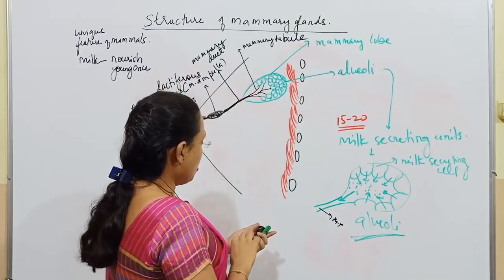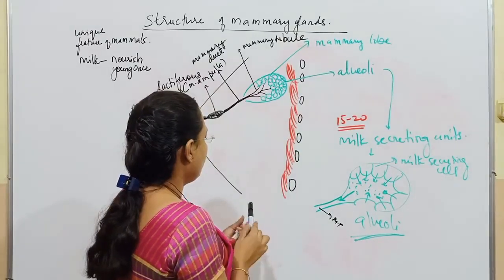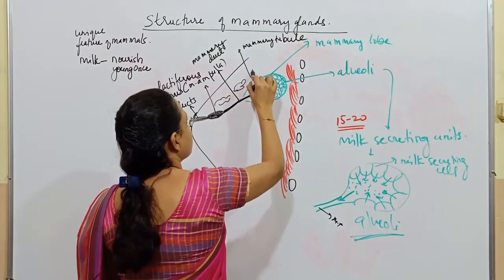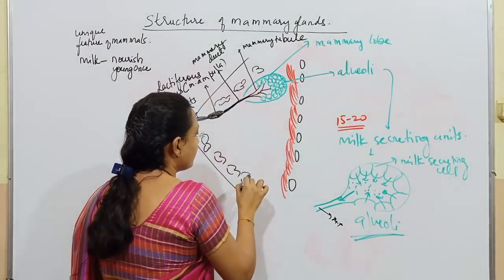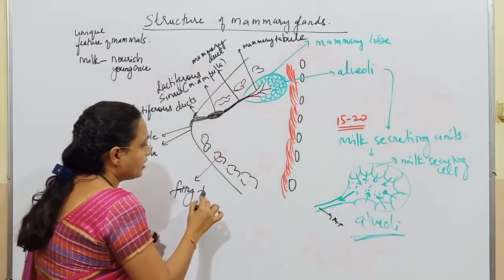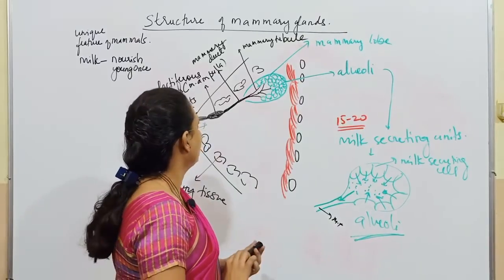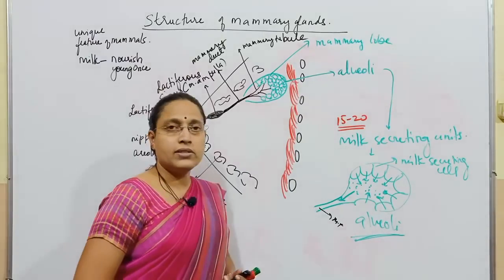And surrounding this, leaving the duct system, the surrounding will be rich in fatty tissue that determines the size of the gland. So this completes it.